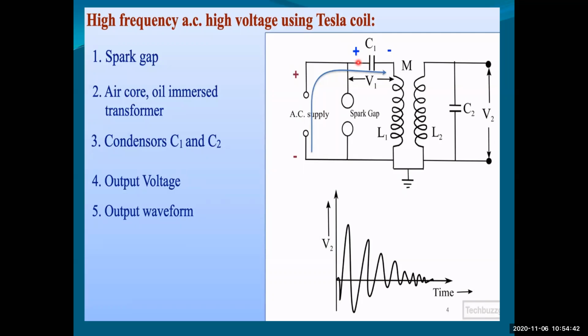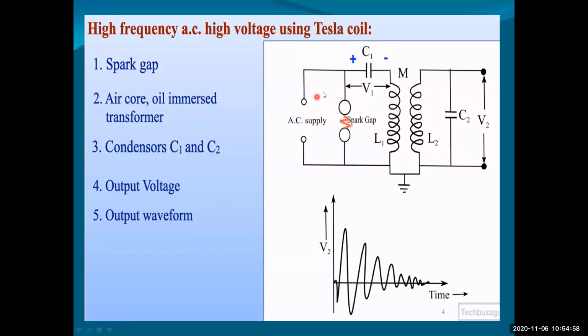Once the capacitor is fully charged, the polarities are formed like this, plus and minus. Understood? After the capacitor is fully charged, what do we have to do? We have to remove the supply, and then decrease the distance between the spheres. Once the distance is decreased, the air will be ionized and the spark appears. At a particular distance, it acts as a conductor. Then the charged capacitor will discharge in this manner.